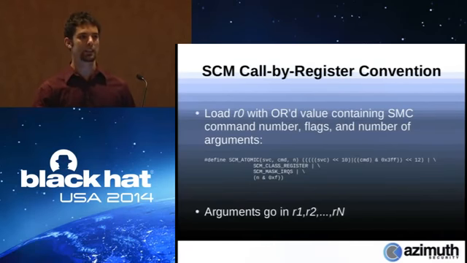It's just sort of the ID of the command that the kernel is requesting of TrustZone, various flags, and then the number of arguments that it should expect. And then the individual arguments to the SMC request go in subsequent ARM registers, R1, R2, and so on.